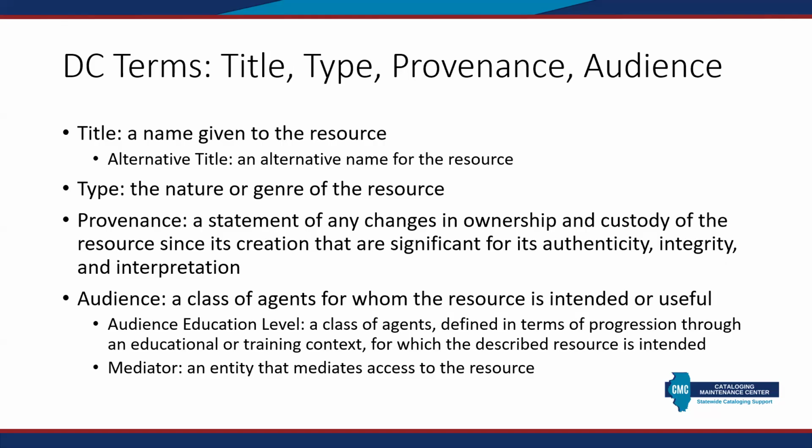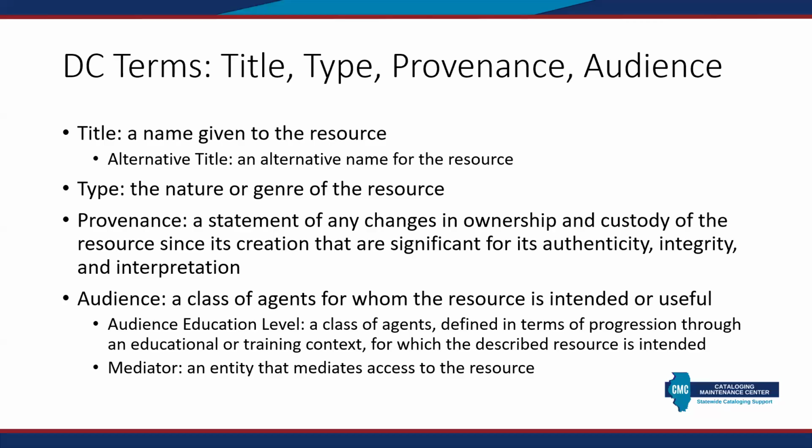Title is a name given to the resource, and alternative title is an alternative name for the resource. Type is the nature or genre of the resource. DCMI recommends using a controlled vocabulary for this element, and DCMI actually maintains a type vocabulary list that many organizations use for this element. The DCMI type vocabulary terms are collection, dataset, event, image, interactive resource, moving image, physical object, service, software, sound, still image, and text.